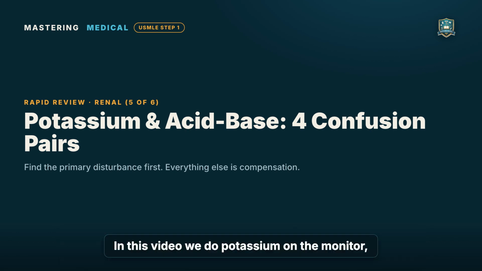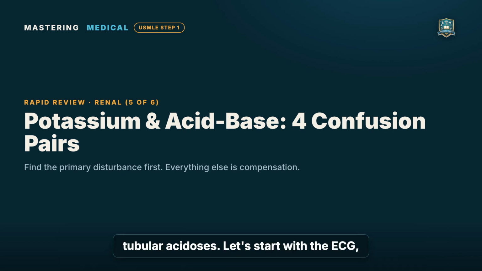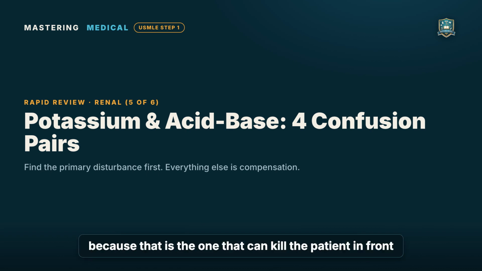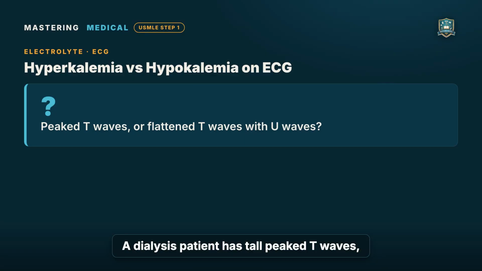In this video, we do potassium on the monitor, then build that acid-base sequence. Then finish with the renal tubular acidosis. Let's start with the ECG, because that is the one that can kill the patient in front of you. A dialysis patient has tall peaked T waves, disappearing P waves, and a widening QRS.